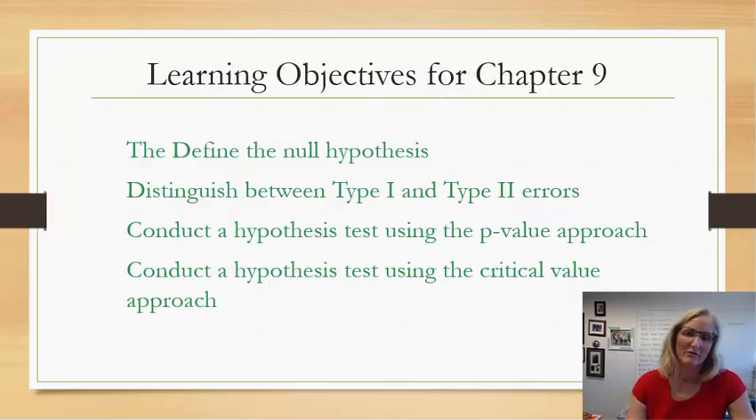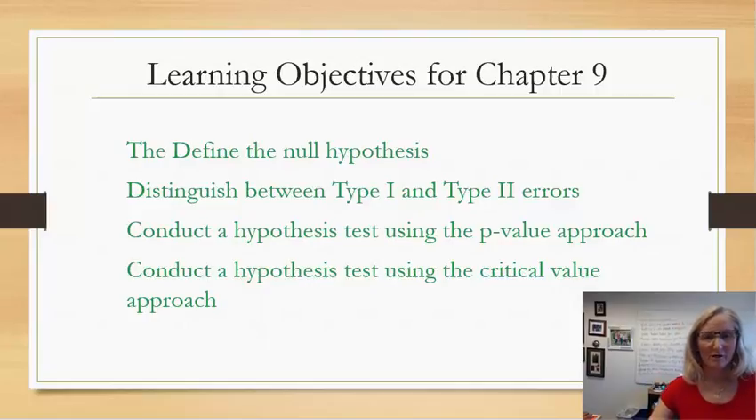So the learning objectives for this chapter are basically that we're going to define what the null hypothesis is. We'll talk a little bit about type 1 and type 2 errors, and then we'll learn how to conduct hypothesis testing using the p-value approach, and also we'll talk a little bit about the critical value approach. Each of these things I'll cover specifically, and when we finish you should feel pretty confident about them.